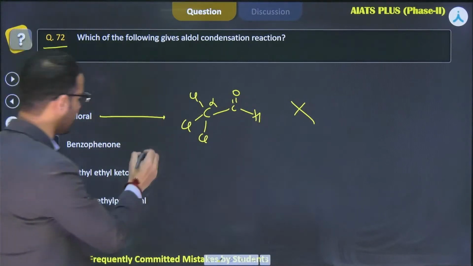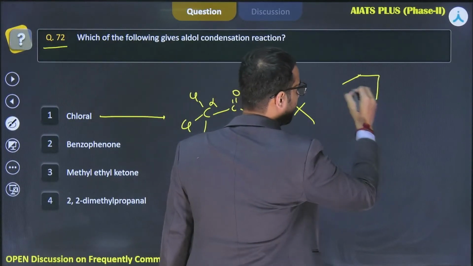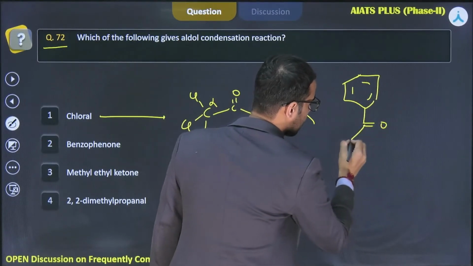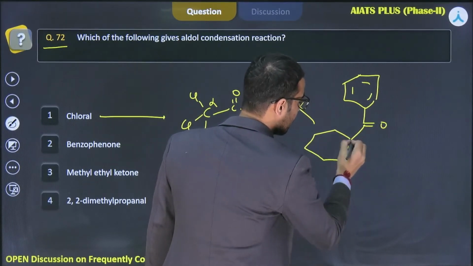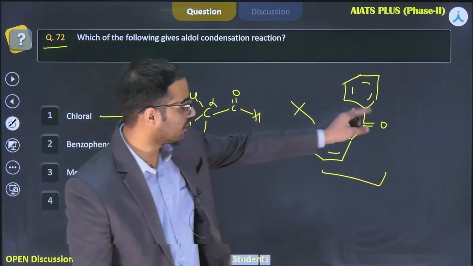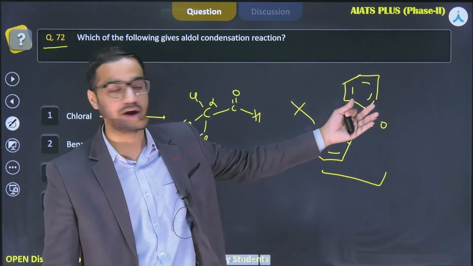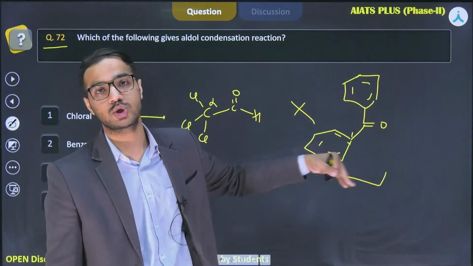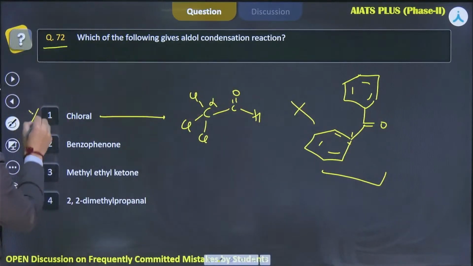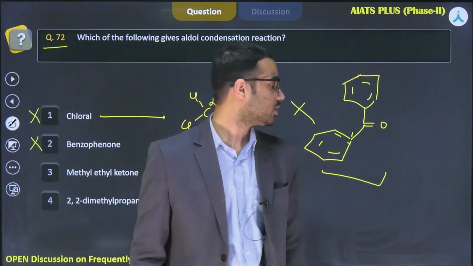Moving to the next option, we have benzophenone. We have already discussed the structure of benzophenone, and we can clearly say that it does not have any alpha hydrogens, so this will also not be a case of aldol reaction. So this option is also ruled out. Let's move to the next option.